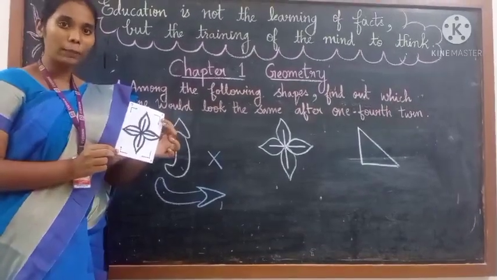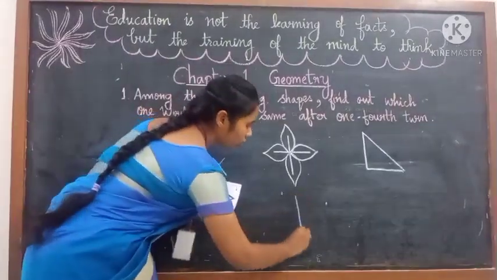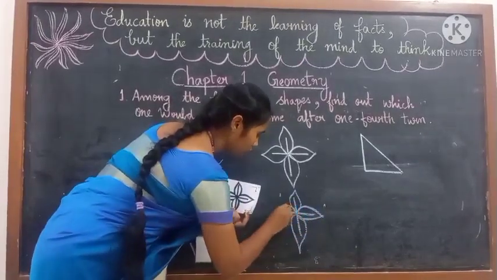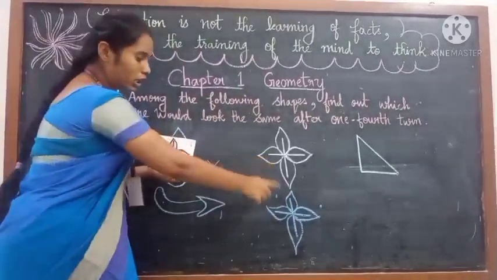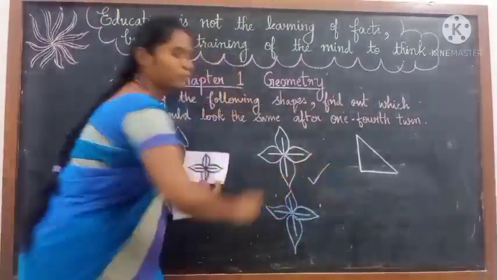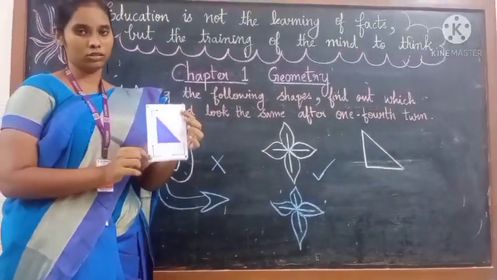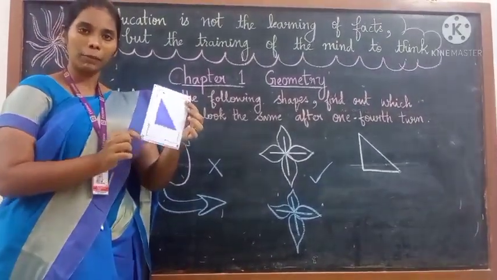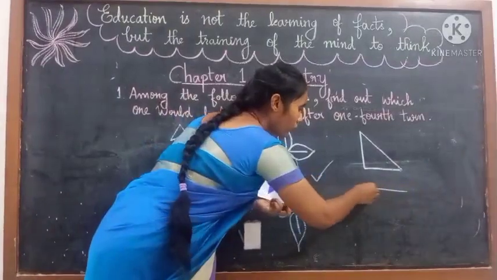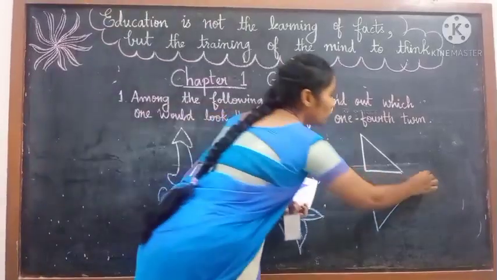Now we are going to make 1 by 4th turn. Twist the paper only once. Now see here, both the images are looking same. So we are going to put tick. Now see the third picture. Again 1/4 turn. Turn the paper once. How the picture looks like? Whether both are same, children? No. So put a wrong.